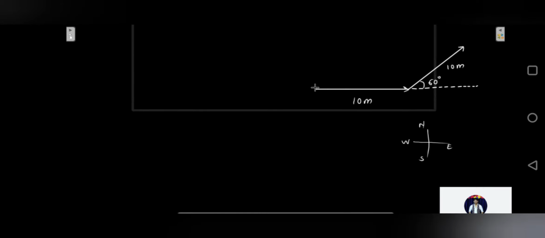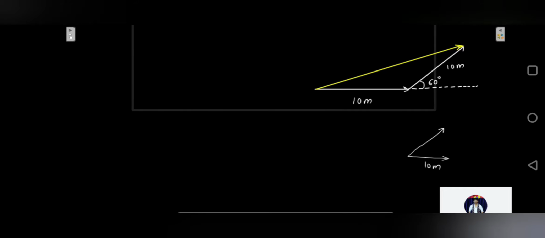His grandson comes over here at the point where the old man started. He sees him sitting at this point on the bench, and he straight away runs directly through the garden in this direction to this particular point. So we need to find the resultant of the two vectors. If I consider these two vectors, this is one vector, 10 meters towards east. If I join this point over here, this is the case. The angle between the two vectors is 60 degrees.